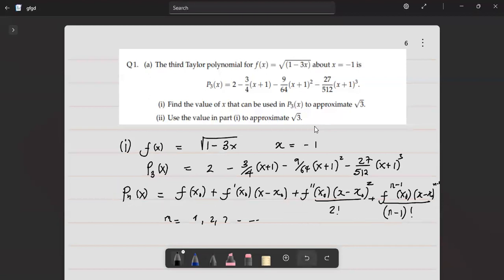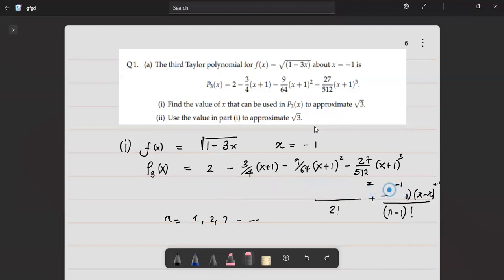Okay, so now the expansion in this problem has already been done for us. We don't have to do all this kind of expansion here. So everything is already done for us. All we need to do is just make use of the expansion given.